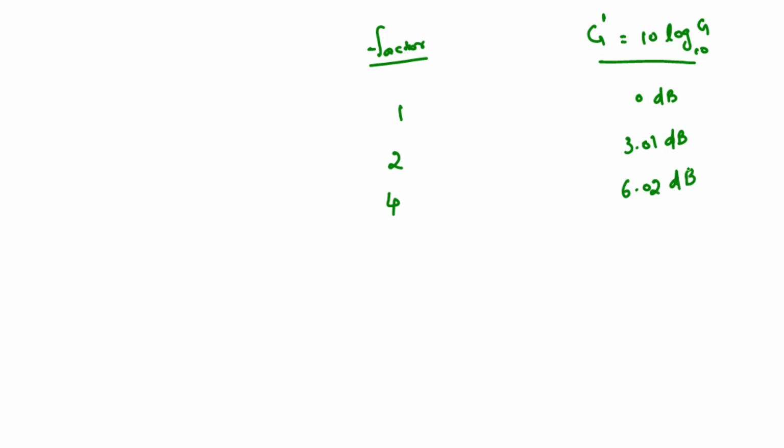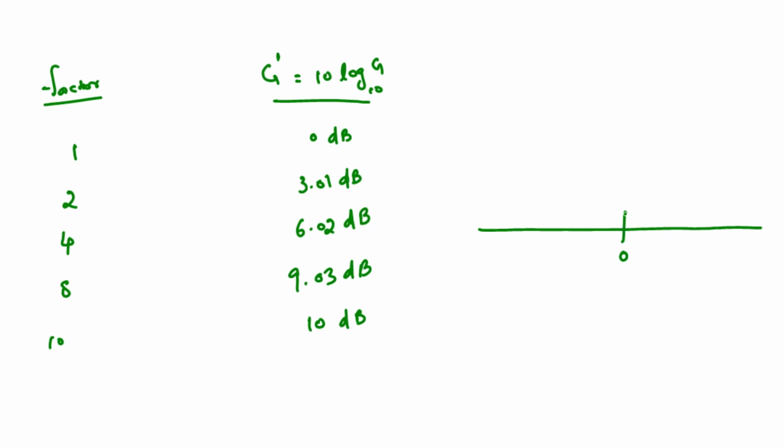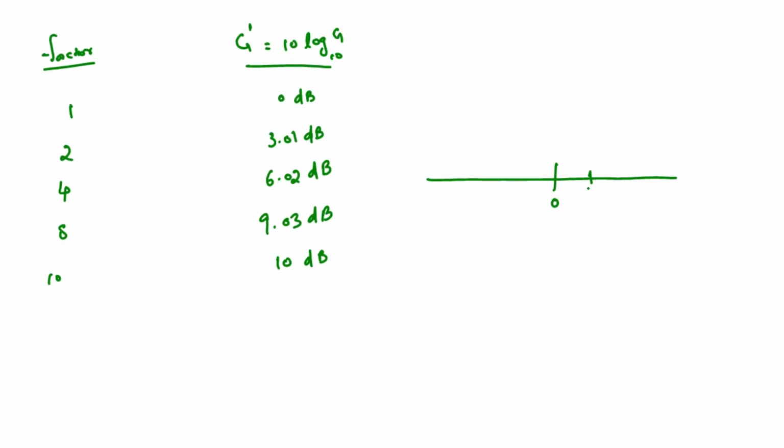Now you can see the natural incremental tendency phenomenon. From 1 to 2, it goes from 0 to 3.01 dB, and 2 to 4 it is 6.02 dB, 4 to 8 it is 9.03 dB, and log 10 to the base 10 is 1, so it will become 10 dB. Now if I put the factor on the x-axis and the gain in dB on the y-axis, we can clearly observe this very natural tendency phenomenon.